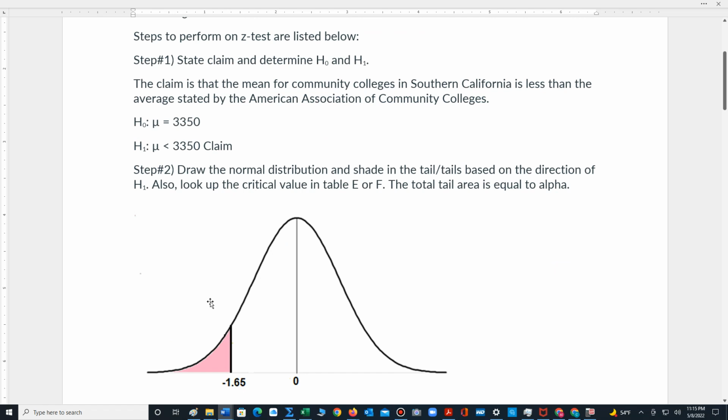Since we're performing a z-test, we draw the standard normal distribution and we examine H sub 1. Mu is less than. Think of the inequality as an arrow. It's pointing to the left. Thus, we have a left-tailed test. So we draw and shade in a left tail.